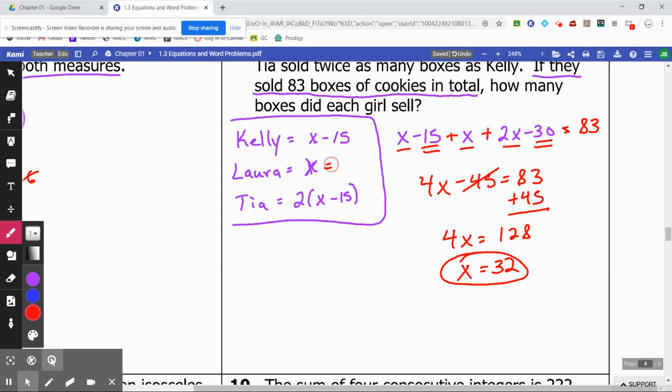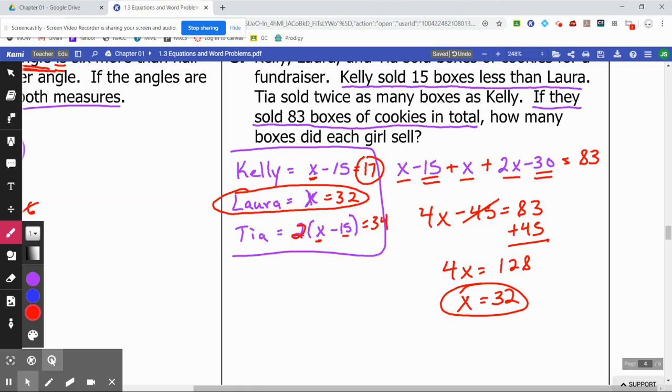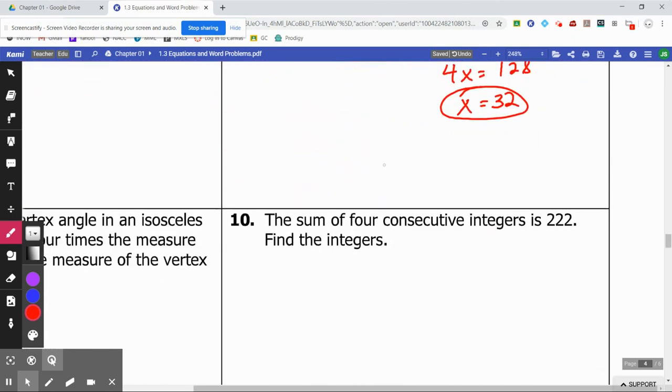If x is 32, now let's plug it in. Laura sold 32. Kelly sold 32 minus 15, which would be 17. And Tia sold double the 32 minus 15, so 2 times 17, which would be 34. That's how many boxes each girl sold. And you can add that, 34 and 32 is 66, and 17 gives you the 83 total that they did sell.